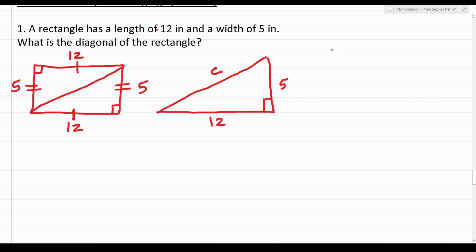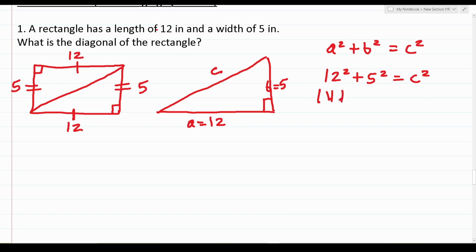And the Pythagorean theorem says this: a squared plus b squared has to equal c squared, where a and b are the legs of the right triangle, and c is the hypotenuse of the right triangle. So we're going to be solving the Pythagorean theorem for c. We're going to let this be a and this be b. So this becomes 12 squared plus 5 squared equals c squared. 12 squared, of course, is the same as 12 times 12, which is 144. 5 squared is 5 times 5, which is 25, equals c squared.